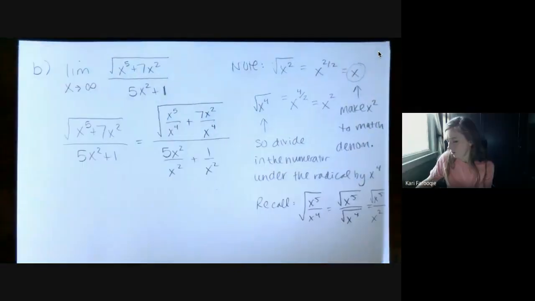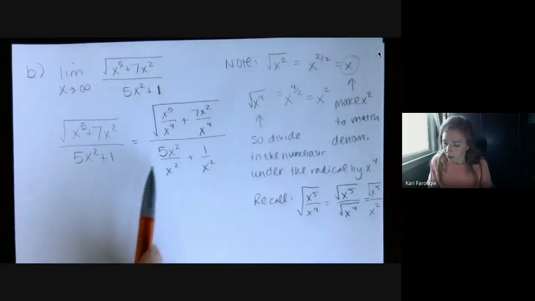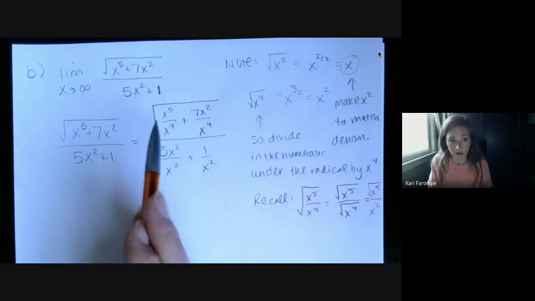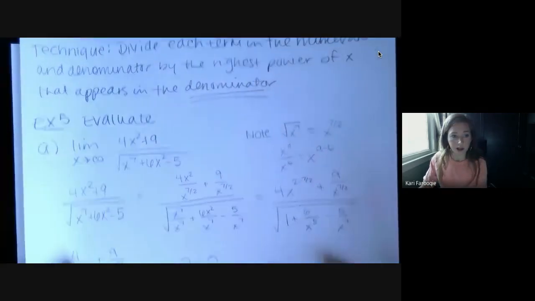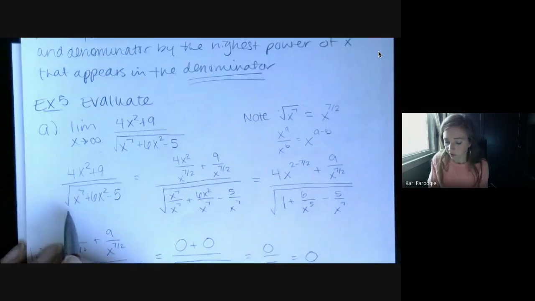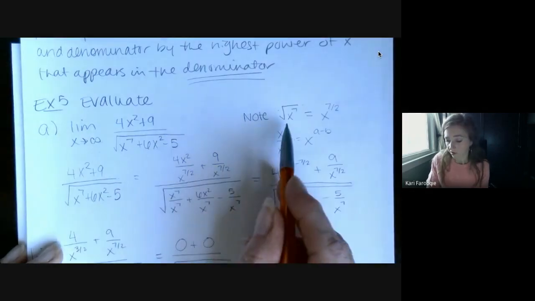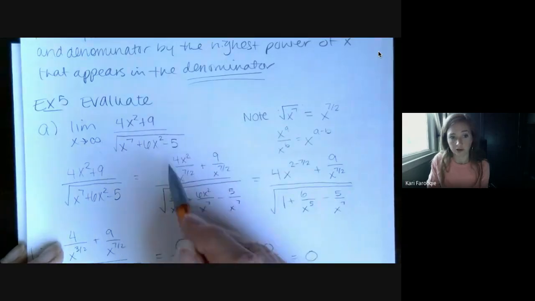Okay. So the big difference here is between A and B. For B, I was dividing in the denominator, which didn't have a radical. So I had to correct for that in the numerator and increase the power. Whereas for A, I was dividing under the radical by x to the 7th. And then I had to remember that x to the 7th is not the same as the square root of x to the 7th. So I had to decrease the power when I divided in the numerator.